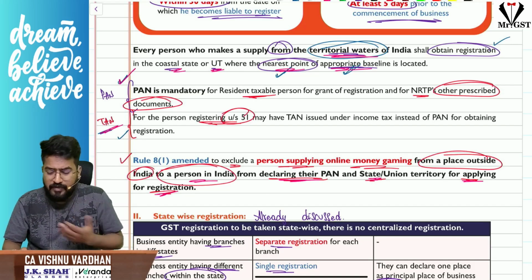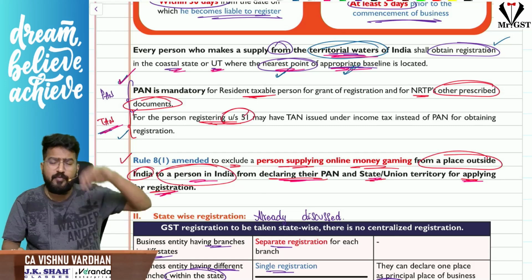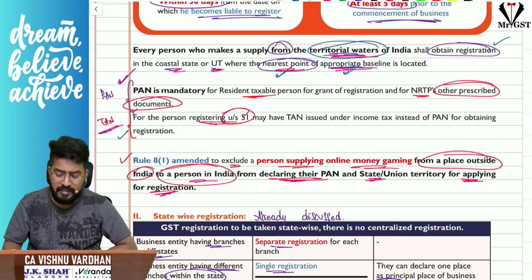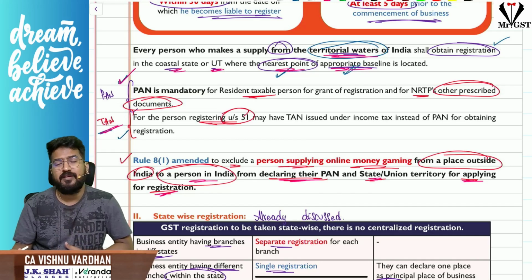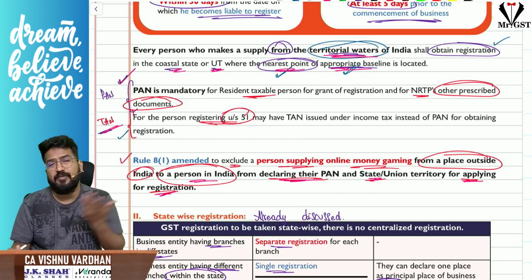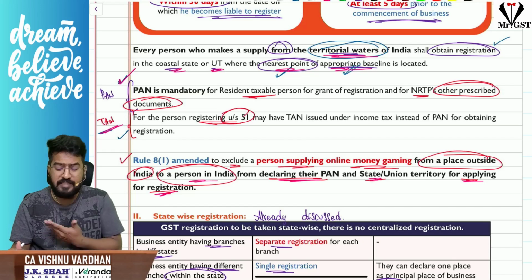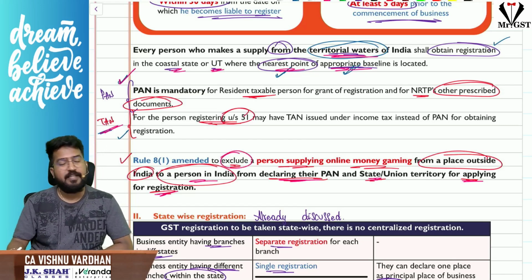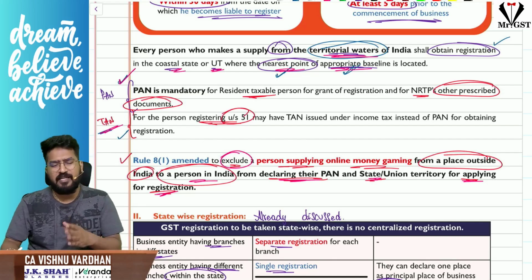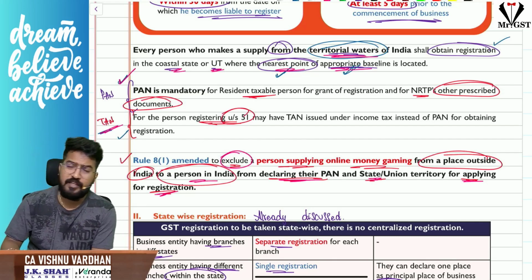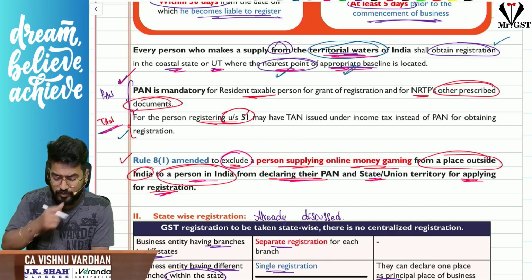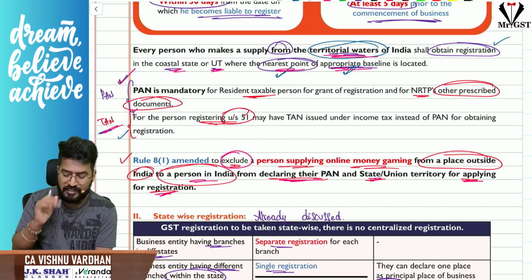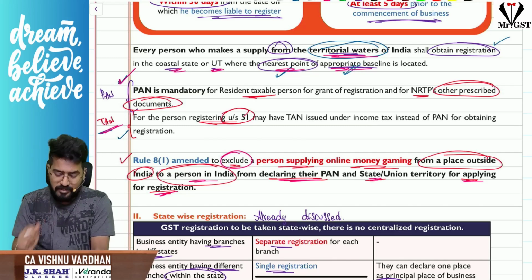Next, suppose I am a person from outside India providing online gaming, money gaming services to a person in India. Then should I declare my PAN and address or the state? Not required, because you will not be having any PAN and you will not be residing in any of the states of India. So these people are excluded from declaring their PAN and the state in which they are residing. But understand, when they are taking registration, they should have an authorized representative in India. So they should appoint an authorized person, and that person's PAN will be used. That is a different story.